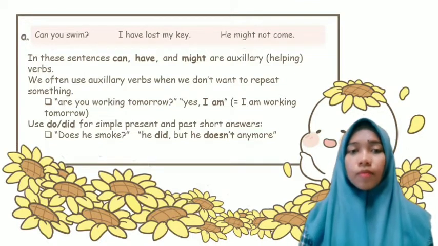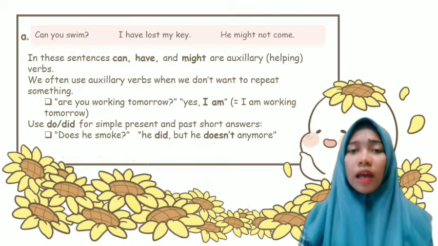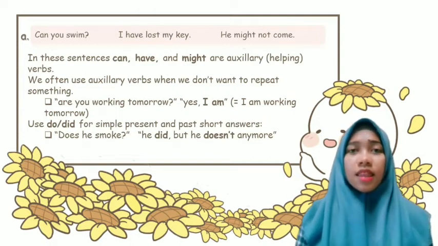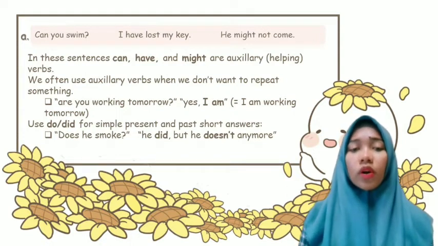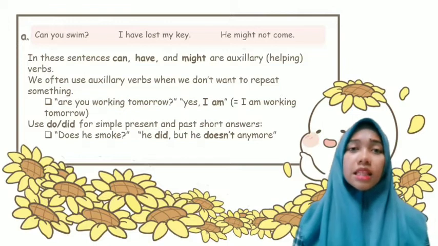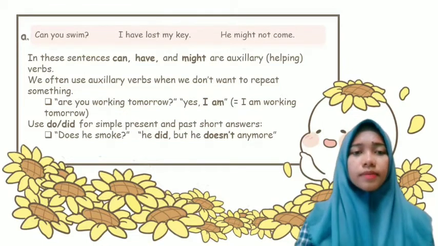For example, are you working tomorrow? Yes, I am. The meaning of I am here is, I am working tomorrow. And the other example, use do or did for simple present and past short answers, like the example, does he smoke? He did, but he doesn't anymore.